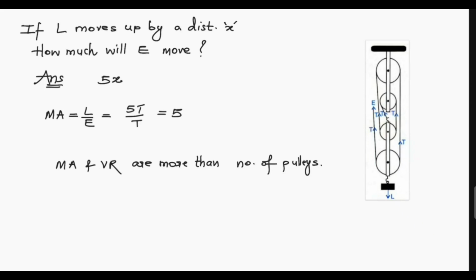Remember this diagram? This question is a little bit different as compared to other pulley systems. Why is it different? Because in other pulleys, you are pulling it downwards. In this case, you are pulling it upward. I'm repeating once again, all of you pay attention nicely. Load is moving up by only x. Effort, you will have to pull it by 5x. Then only the load will go up by x. So MA and VR both are 5. Number of pulleys is 4.